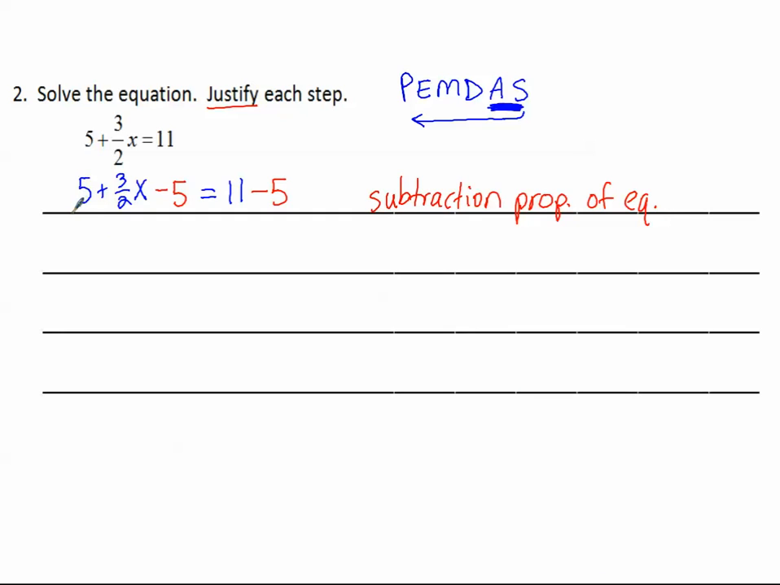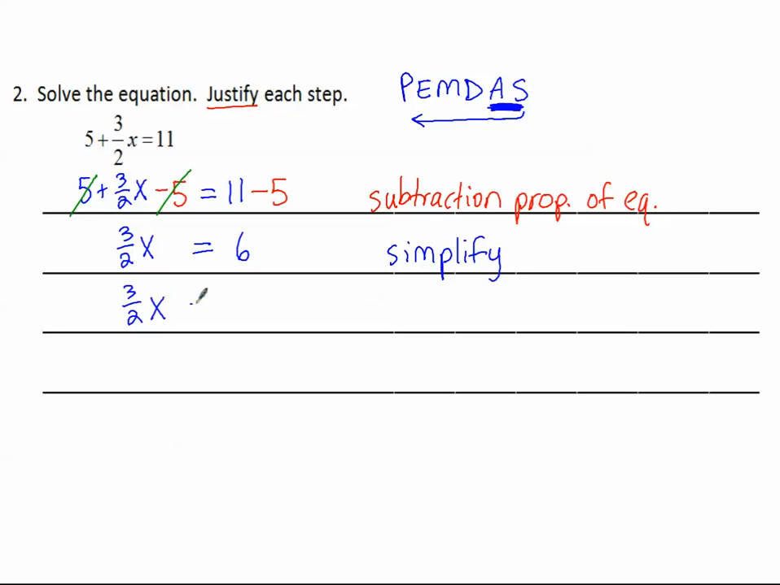For my next step, I'm going to simplify and write this equation simpler. 5 minus 5 is gone. 3 halves x is left, equals 11 minus 5 makes 6. Simplify or combine like terms to get this equation.